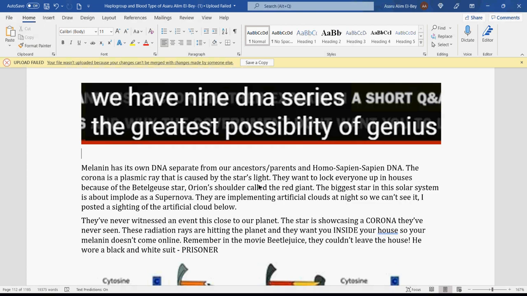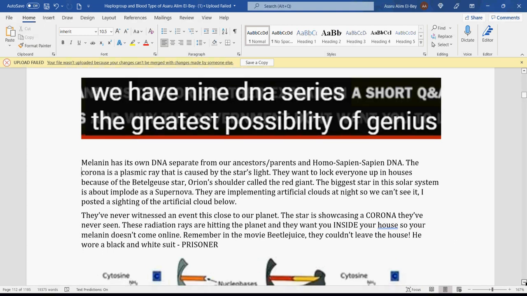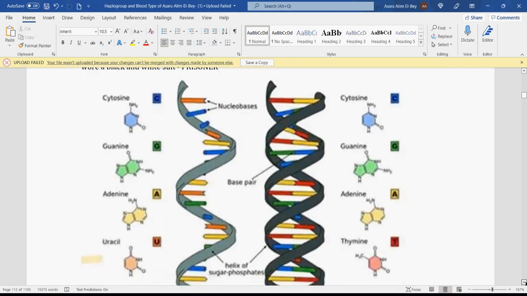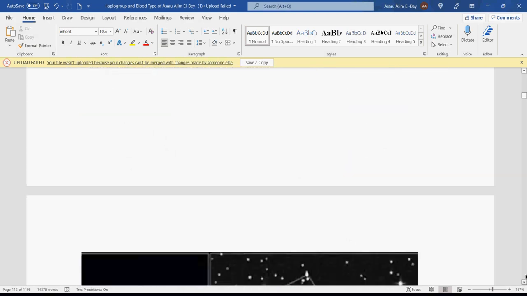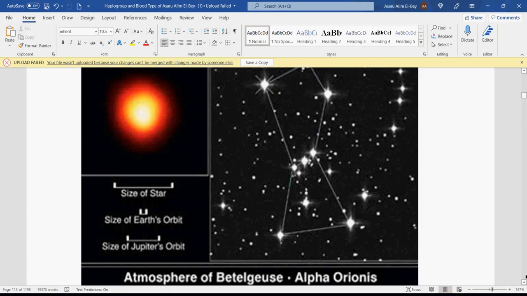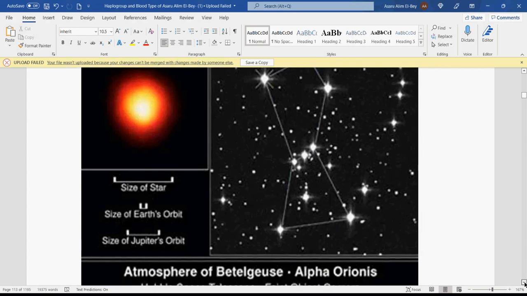Because remember, in the movie Beetlejuice, they couldn't leave the house. All right? They couldn't leave the house. And plus, he wore a black and white suit, i.e. a prisoner. All right? Go and look, go back and watch Beetlejuice. Tim Burton is talking about doing a part two to it now, after all these years, because of the event, the atmosphere of Beetlejuice or Beetlegeuse, all right, called Alpha Orionis, Orion.